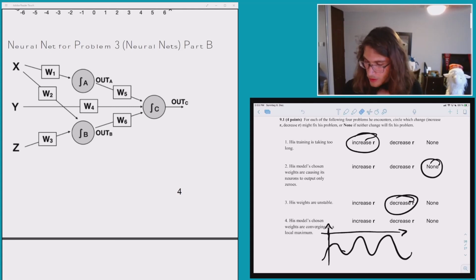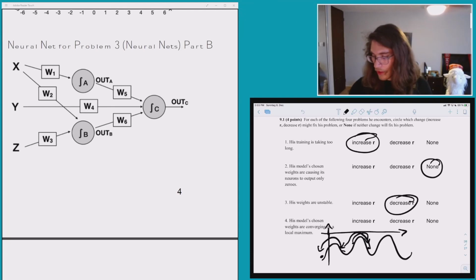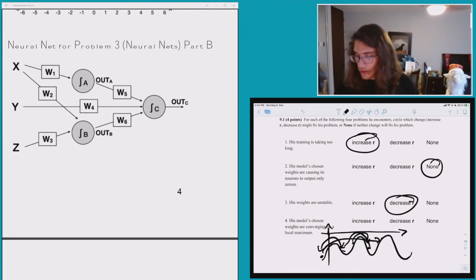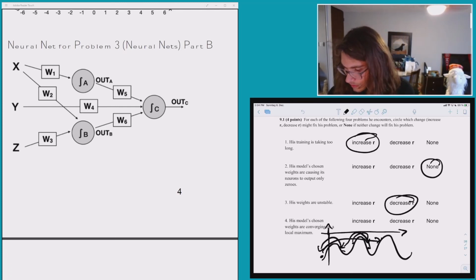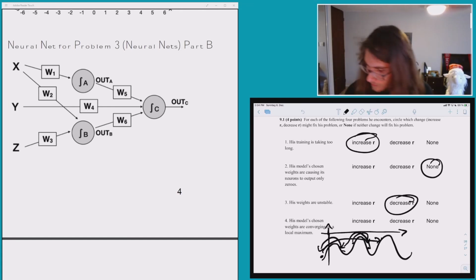The weights being unstable means, let's say it was here, and then it jumped to over here, and perhaps it jumped to over here, and then again jumping to over here. So it's jumping all over the landscape. And one way to mitigate that is to, did I already answer it? Oh, decrease R. Yeah. I forgot I was explaining the question I just answered.